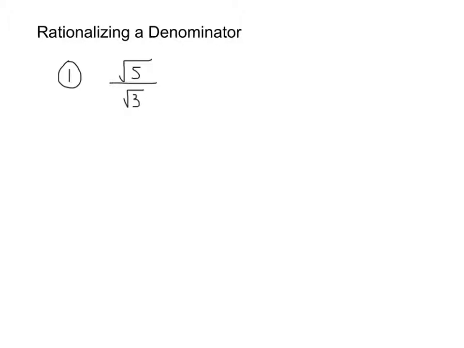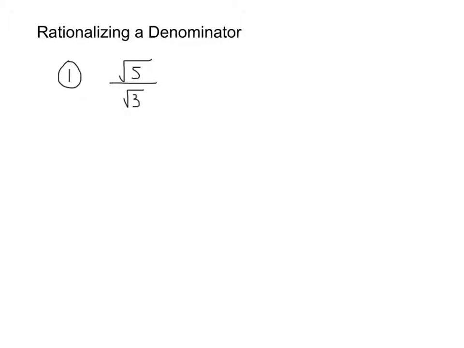Right? Now I'm actually going to show you how to do this. Okay. All right, so we have this radical 5 over radical 3. And what we want to do is multiply this by something so that we don't have a radical in the denominator. Right? So I want you to think, what could we multiply radical 3 by so that you would end up with a whole number in the denominator?